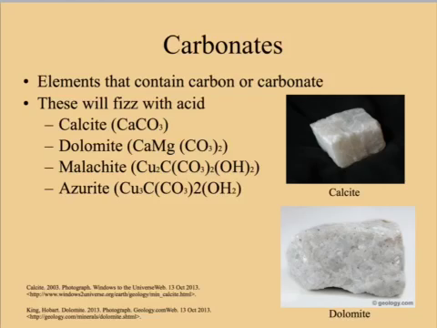Malachite is a green mineral, and azurite is a blue mineral. These are often found together. A lot of Native American jewelry is made out of malachite and azurite. The Statue of Liberty is turning green because it is oxidizing and turning into malachite.